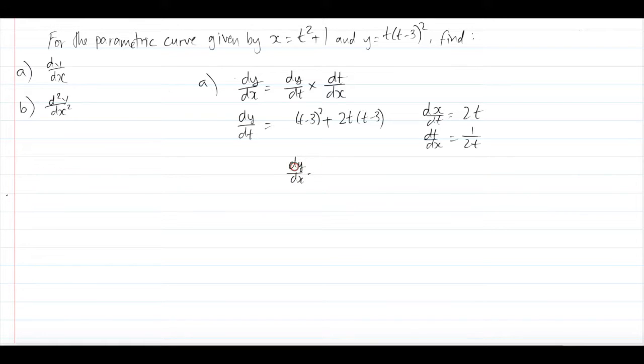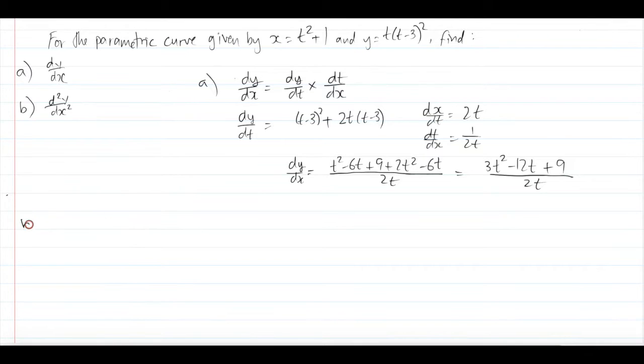dy/dx is equal to, I'll expand this out right here, t squared minus 6t plus 9 plus 2t squared minus 6t, over 2t. So basically for dy/dt, we just use this function right here and multiply by that function. That's what we end up with, and I'll simplify that on the right side: 3t squared minus 12t plus 9, over 2t. So t squared plus 2t squared is 3t squared, minus 6t and minus 6t is minus 12t, and the 9 is just there, over 2t. Okay, I'll drop that out a bit.